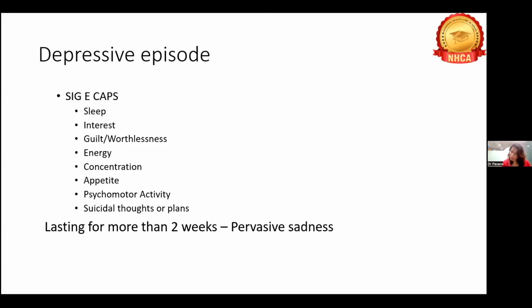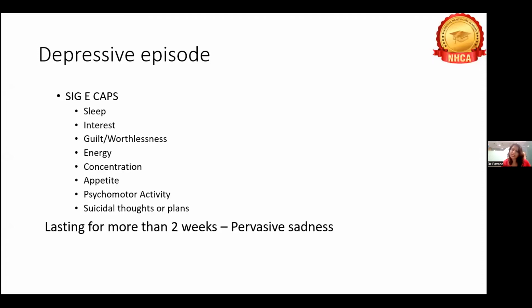Decreased energy. Most of the time the patient is very low, you can see him with his head down, thinking too much, and he does not want to make eye contact. All these things are in his appearance. Then concentration: he's unable to concentrate on much of whatever you tell him, as he's more preoccupied with his depressive cognition. Not very receptive. Appetite can be decreased or increased. Psychomotor activity is very low. Suicidal thoughts and plans.